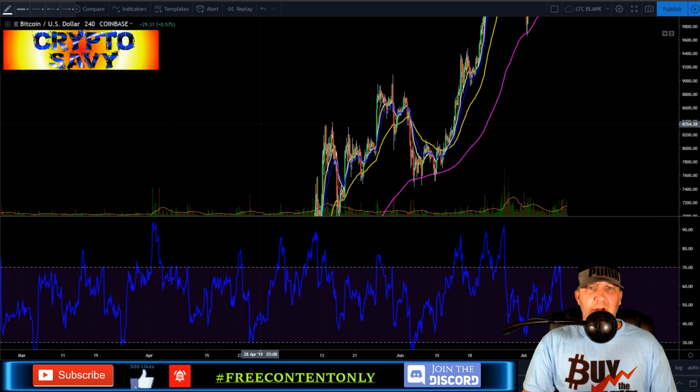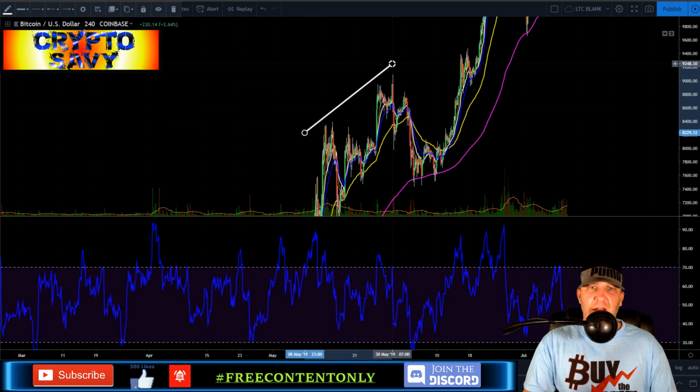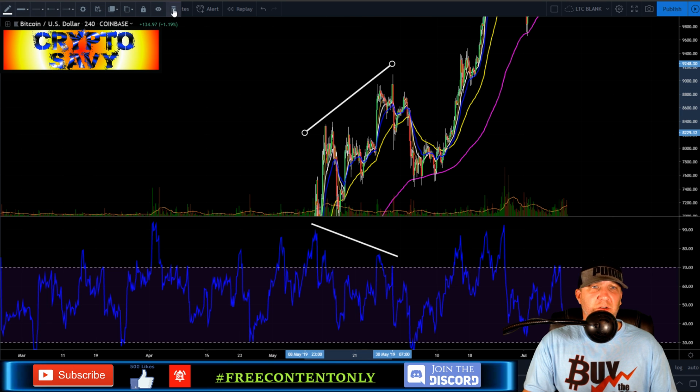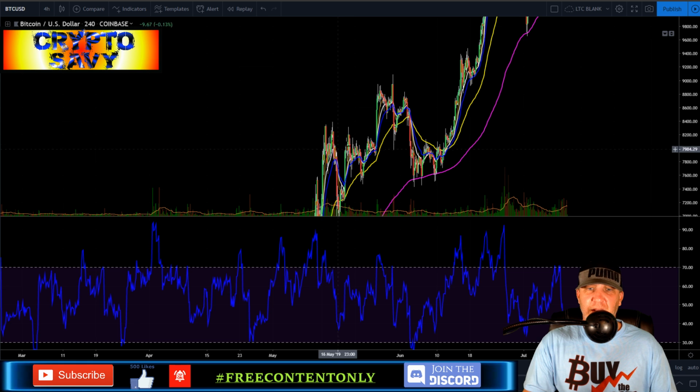If we look right here, we're getting higher highs in the price action and lower highs in the RSI. Higher highs in the price, lower highs in the RSI: bearish divergence. And we had a correction after that, from 9100 down to about 7400. So definitely got a nice correction there. Bearish divergence, guys.